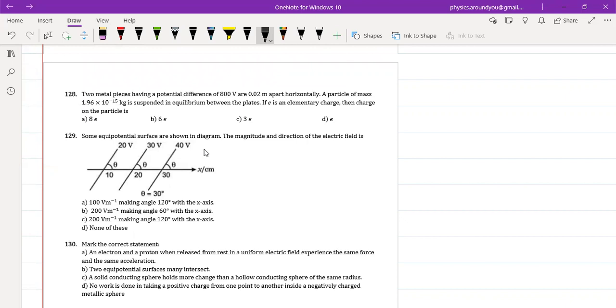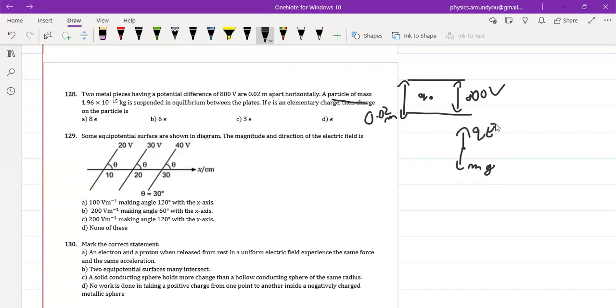In question 128, there are two metal plates. In between them, there is 800 volt potential difference, and the distance between the plates is 0.02 meters. A particle of mass m is suspended in equilibrium between the plates. Mass m is given. I need to find the charge on the particle. This has some charge. It is in equilibrium. It is hanging in between the plates. When can it hang between the plates? When its gravity force is matched by electrostatic force.